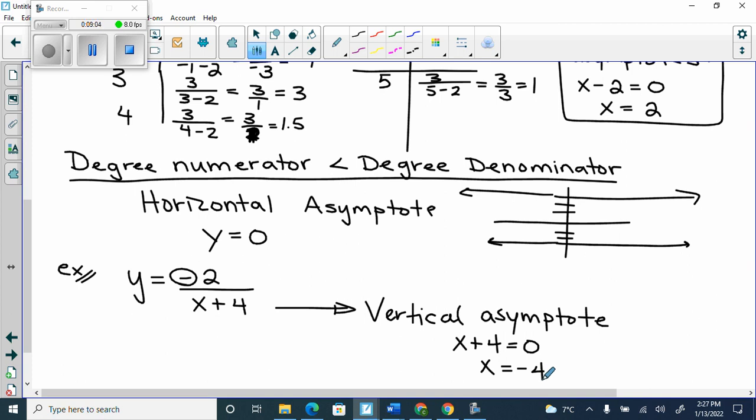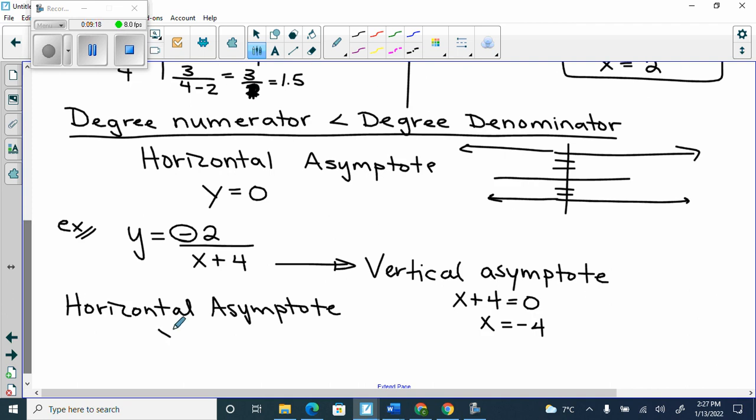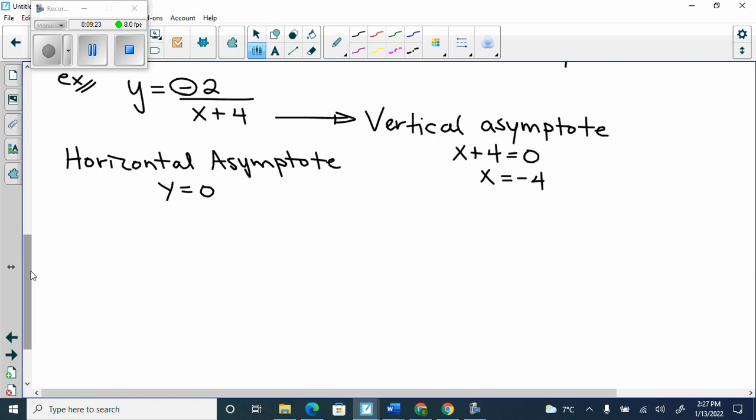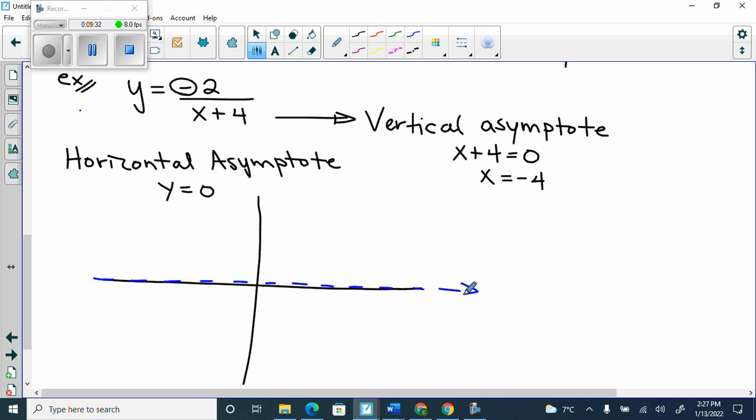My numerator is a smaller degree than my denominator, correct? So my horizontal asymptote will be at y equals 0. So if I go to sketch it, I have an asymptote here. I have an asymptote here. And you always sketch them. And then I can pull values off my table if I really want to.